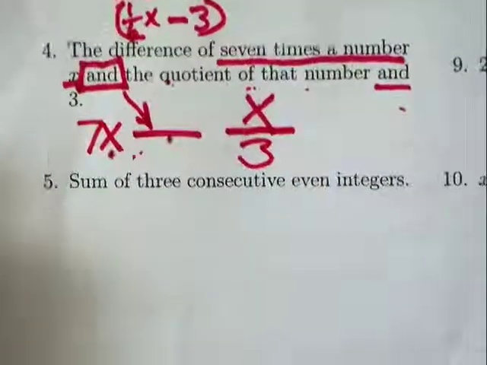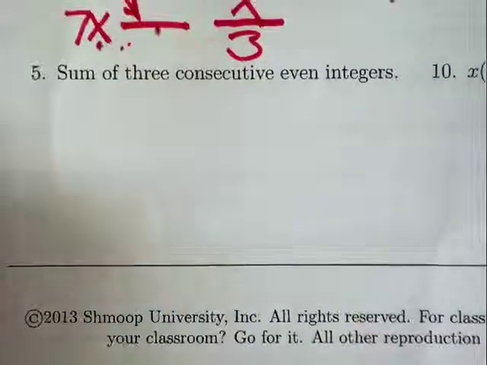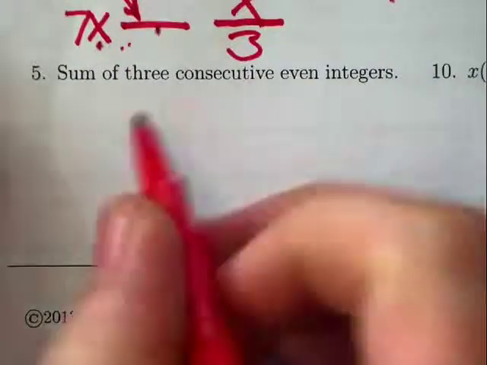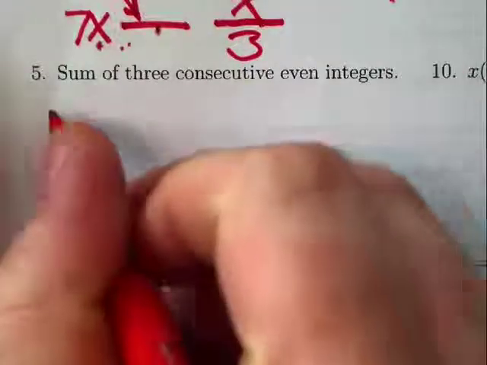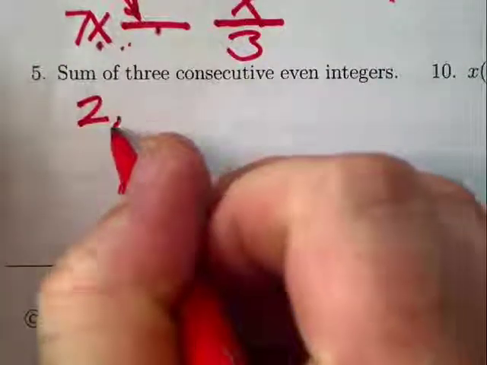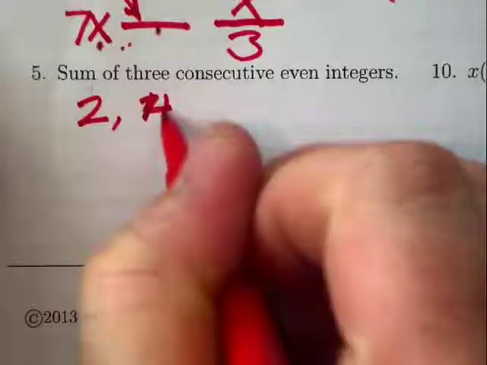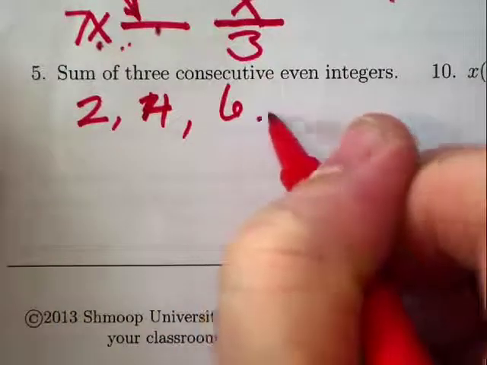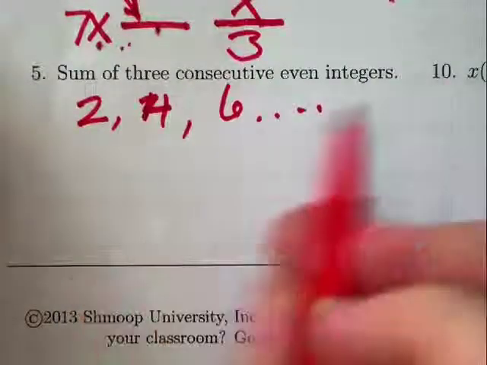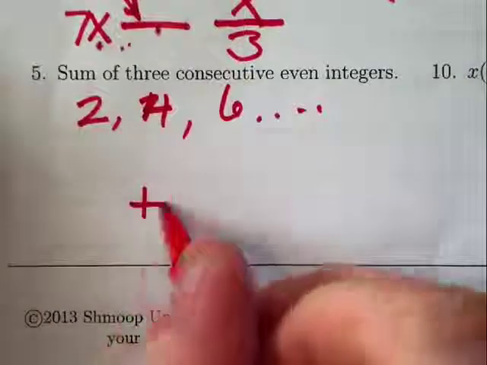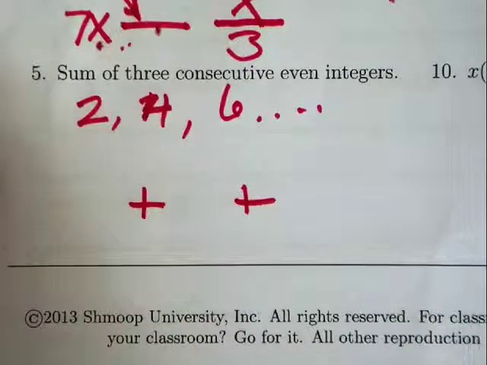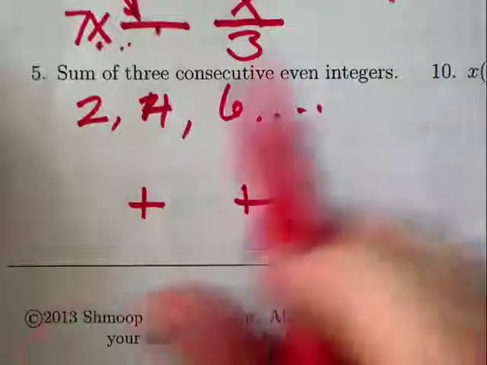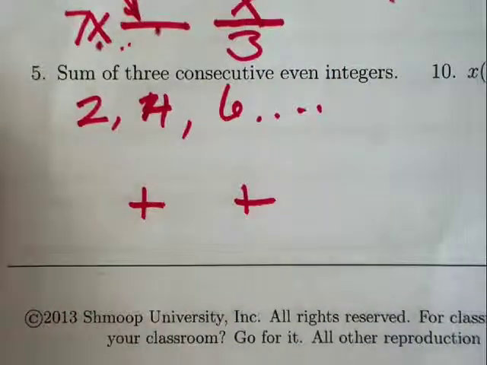Okay, now this one, the sum of 3 consecutive even integers. Consecutive means in a row. Even is like 2, 4, 6, and so on. If I want the sum of 3 numbers, I'm going to be adding 3 numbers together. And it says 3 consecutive even integers.